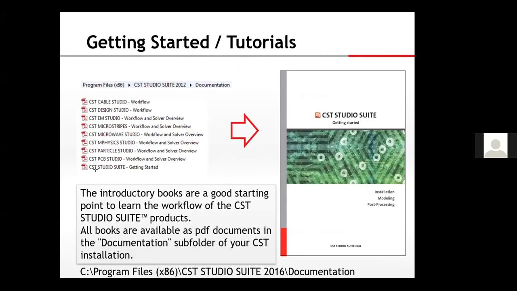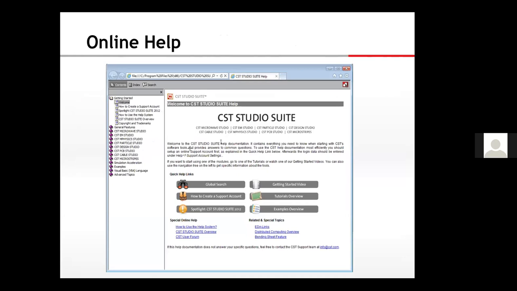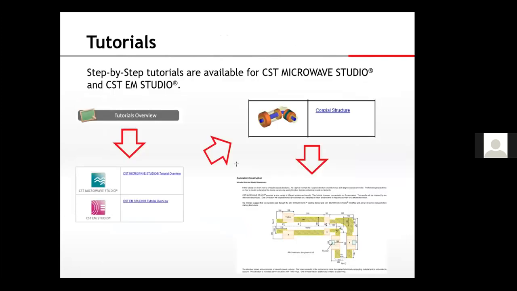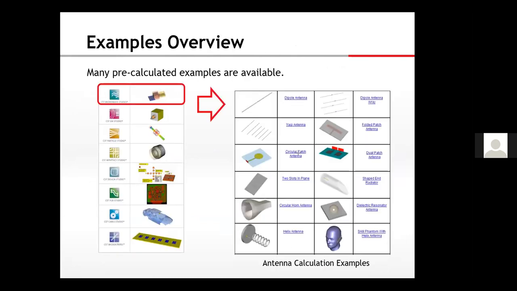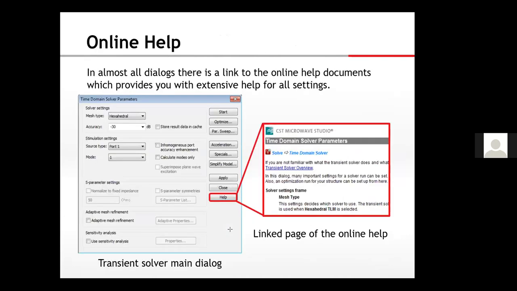If you are interested in Cable Studio, CST Studio, you can click over this book, PCB, particle, and phase. These are all provided in CST. This is the backbone of our CST tools. Help menus are always there, so whenever you require any help, it will be provided. A tutorial is also there, so you can click over it. And finally I must tell you the help menu is there in each and every dialog box, so you can use it.